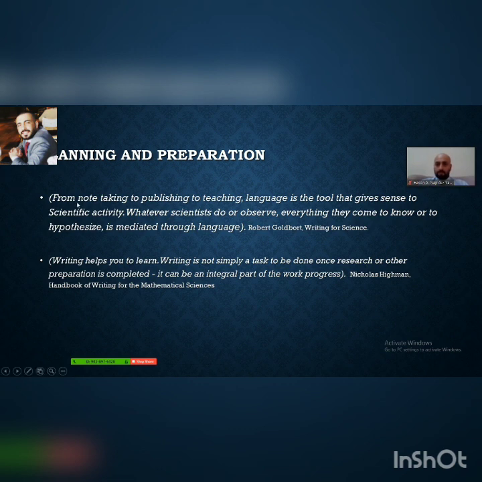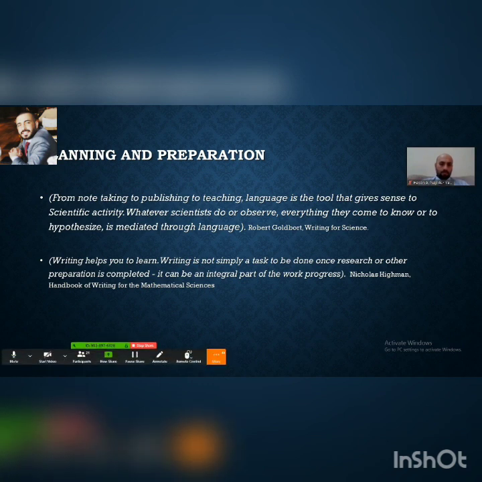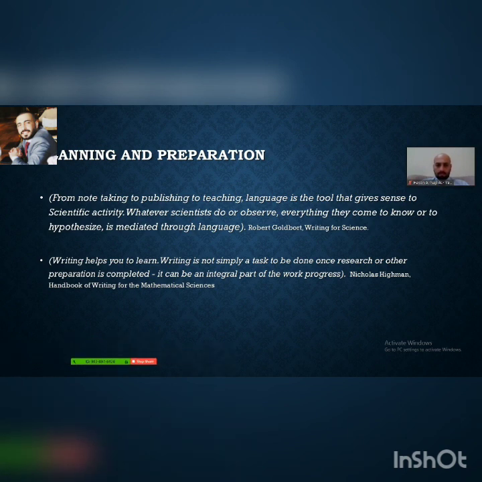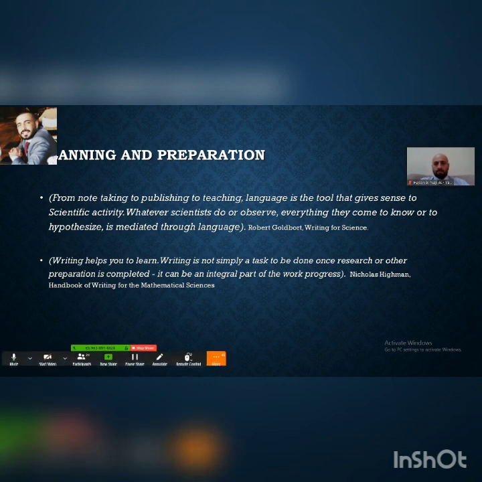So they said, from note taking to publishing to teaching, language is the tool that gives a sense to scientific activity. Whatever scientists do or observe, anything they come to know or to hypothesize is mediated through language. So what do you want to write in your research?